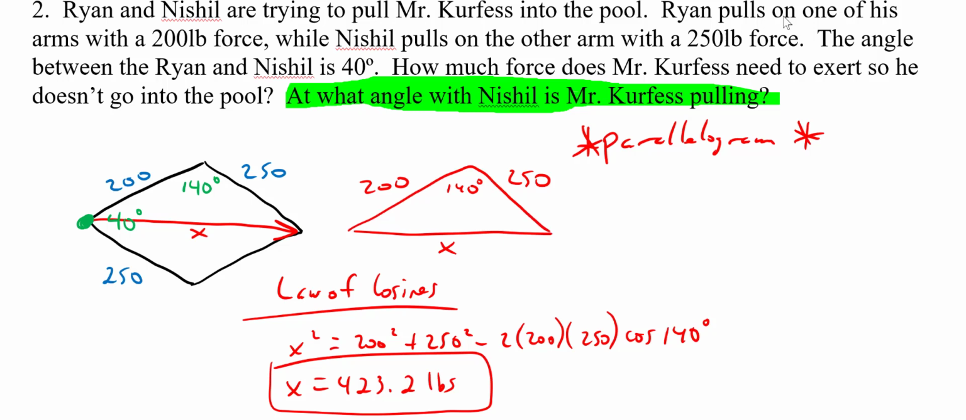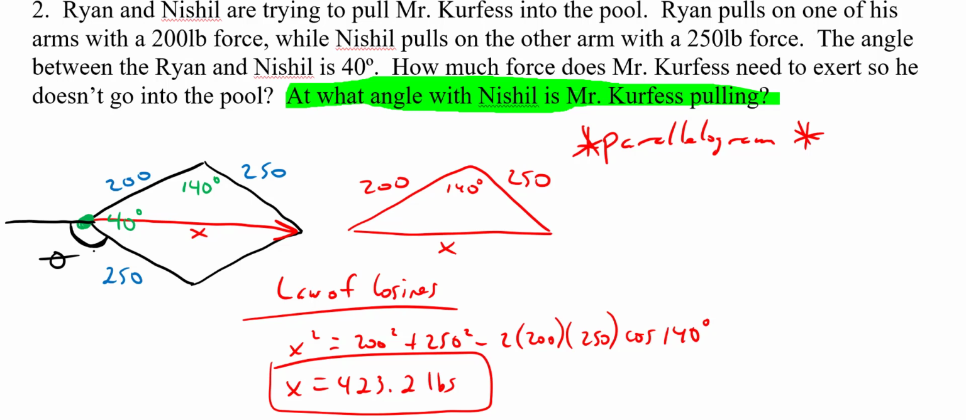Okay. So the deal is, let me extend this out. And I'm looking to say, hey, what angle, let's see, it's with Nishiel. And Nishiel is my 250 pound force. So basically I'm looking for this, guys. I'm just looking for this angle right here. Okay. So we'll call that theta.